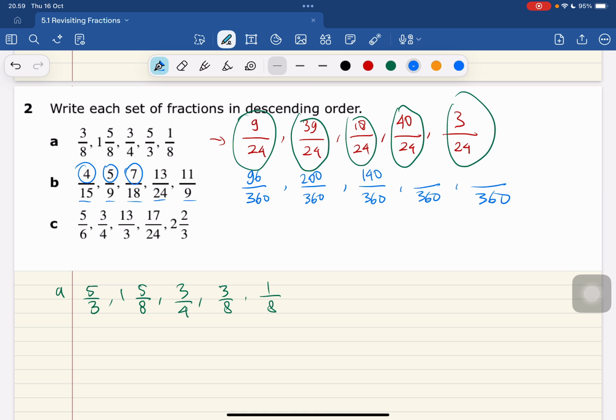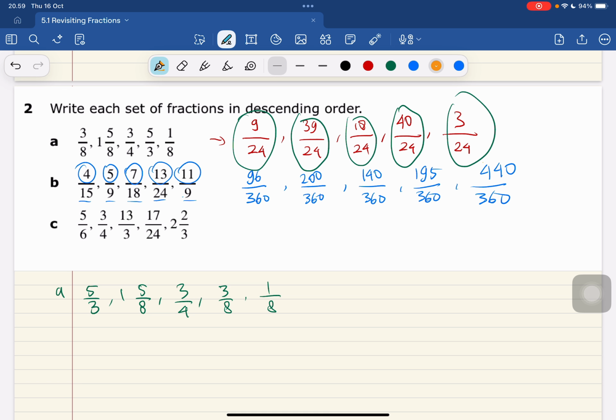Next, 24. So let's find it out. 360 divided by 24 is 15. So we multiply 13 times 15, so the answer is 195. Next, over 9, as we know before. So we can check it again. 360 divided by 9 is 40. So 11 also, we need to multiply by 40. So this is 444.